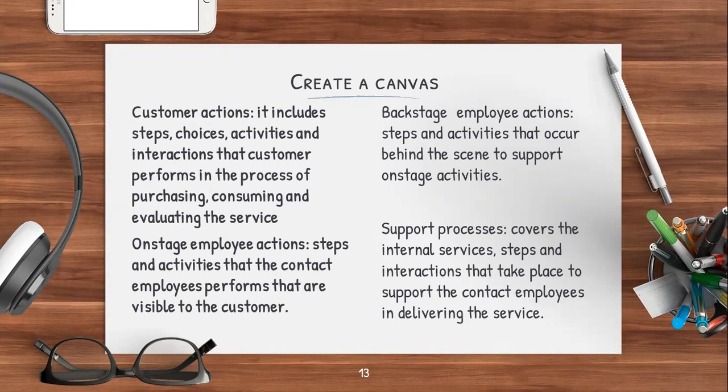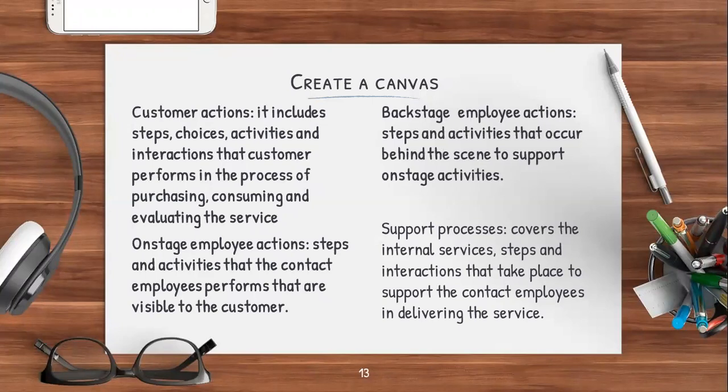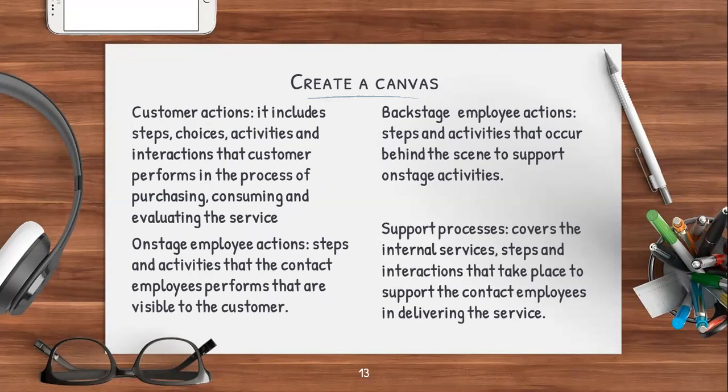Now, steps and activities that the contact employees perform that are visible to the customer. Now, the next aspect is backstage employee action. Here, steps and activities that occur behind the scenes to support on-stage activities. And the last one, but an extremely important factor, is support processes. Now, this covers the internal services, steps, and interactions that take place to support the contact employees in delivering the service. So here we talk about a canvas with 4 factors: customer action, on-stage employee action, backstage employee actions, and support processes.